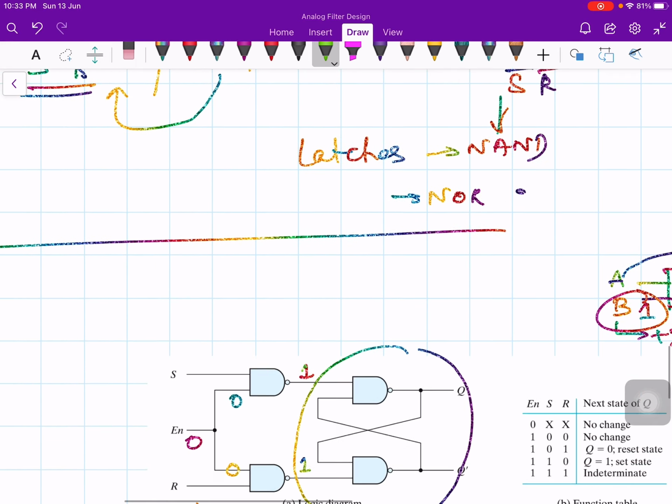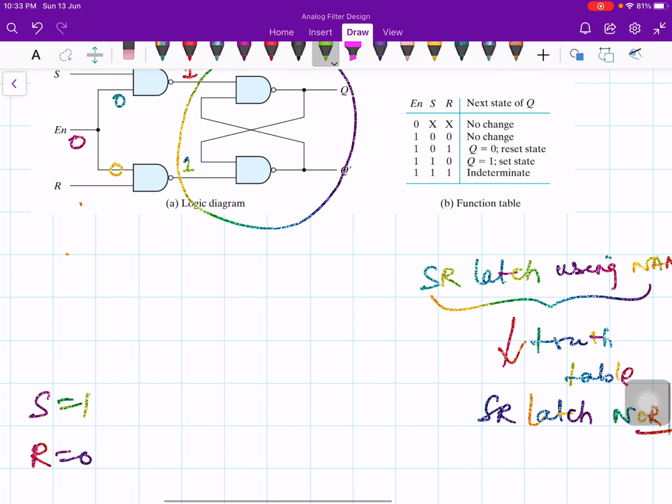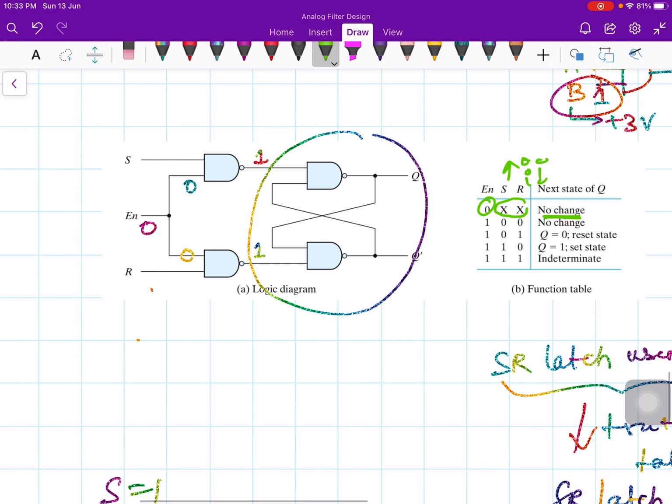So that is why in this truth table, if enable input is 0, then this is XX. That means what? No change. XX means what? This S can be 0 0, 0 1, 1 0, 1 1, anything, don't care, doesn't matter, but the previous state will not be changed in the next state. That's it. So the first row is clear now.